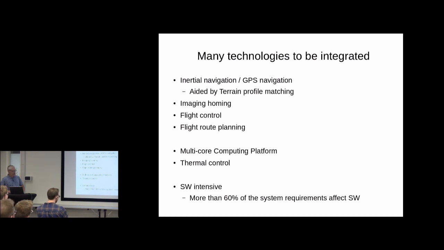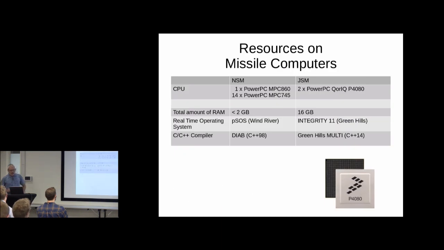The product is very software intensive, and it has been estimated that more than 60% of the system requirements affect software. The computers that we use are custom made for our purpose because they need a special shape and size. In addition, there are some environmental requirements, such as operation at very low and very high temperatures. For the NSM computer, which is kind of old now, we use 15 PowerPC CPUs, and they have in total less than 2 gigabytes of RAM. For that, we use the pSOS operating system and a DIAB compiler, which supports C++98.